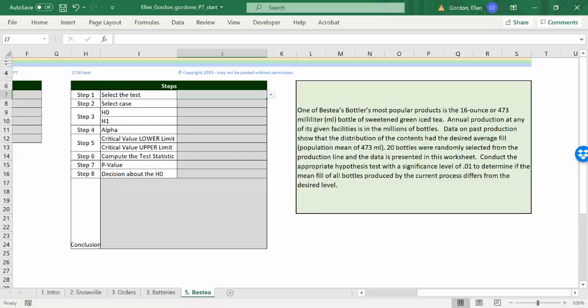If you refer to your prep assignment, we can read the research description. One of Best Teas Bottler's most popular products is the 16-ounce or 473 milliliter bottle of sweetened green iced tea. Annual production at any of the given facilities is in the millions of bottles.